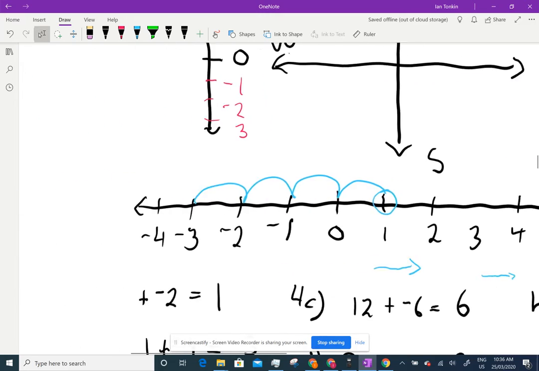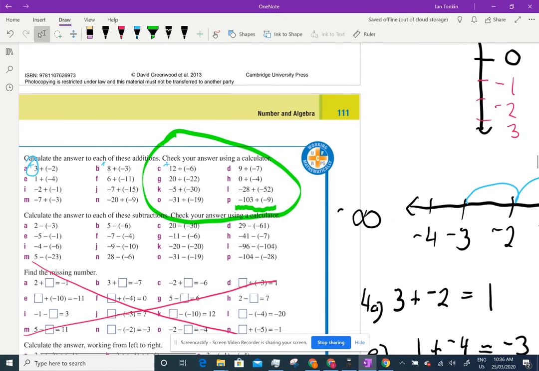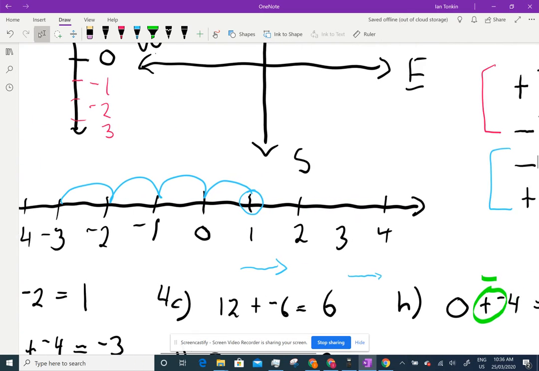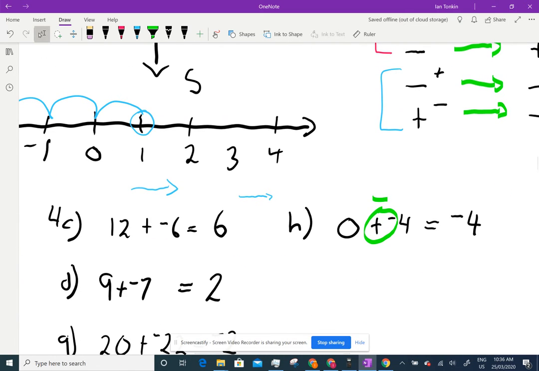So let's try the next one. What have we got? Negative 5 plus negative 30. Well, I'm going to take those two signs and make it a minus. Sometimes it helps if you think about these in a practical sense.